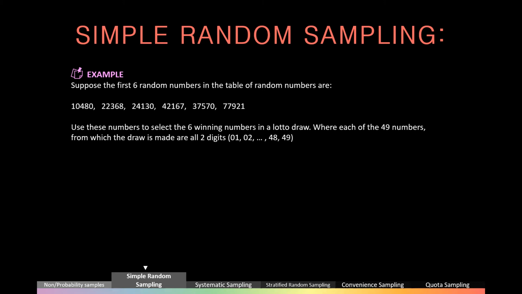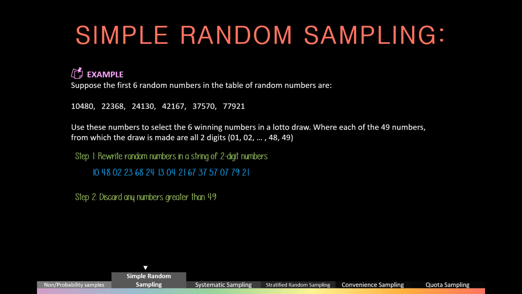So our first step is we want to rewrite the random numbers in a string of 2-digit numbers. If we were told that they are made up of 3-digit numbers, we would rewrite this as 3-digit numbers. Then we want to discard any numbers that are greater than 49. Why 49 in specific? It's because we're told that our range is from 1 to 49. Next, we're going to choose 6 numbers working from either left to right or right to left. In your question, you'll generally be told which way to work. In this example, I'm going to do it both ways so you know how to do it.